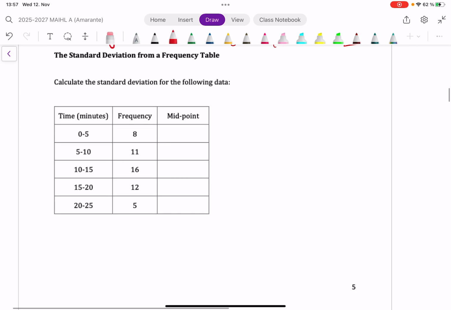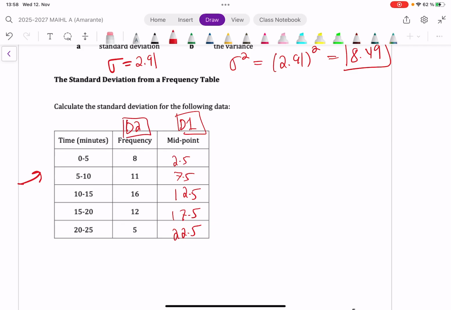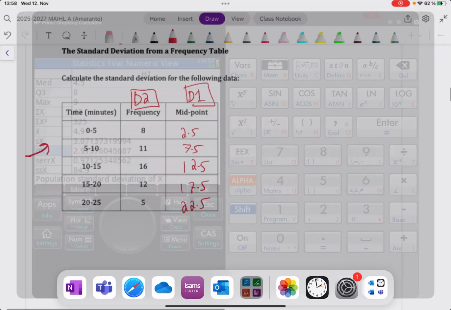So then it says we can do the same thing if we do have a frequency table. We can take this data and say, well, let's find the midpoints. And these are 2.5, 7.5, 12.5, 17.5, and 22.5. This is going to be our D1 because those are the times, right? Like these are times in minutes. And this is going to be D2 because that's our frequency. And so we can go enter that.